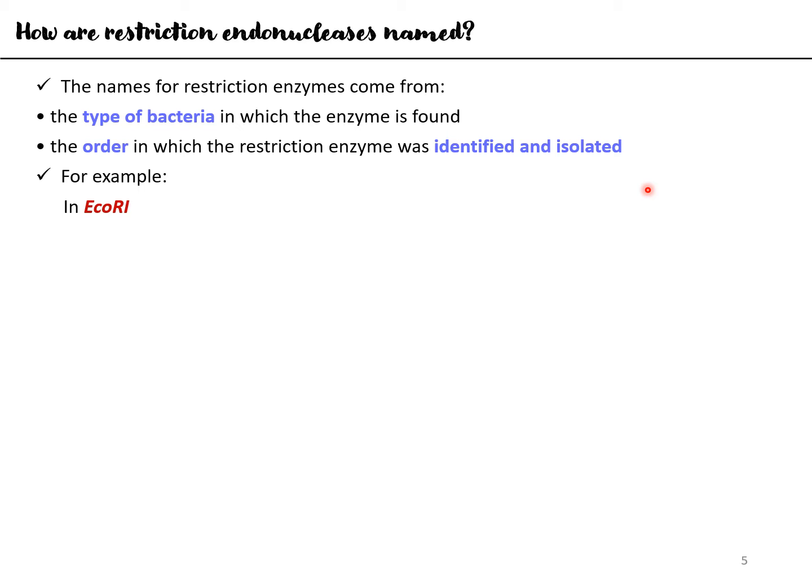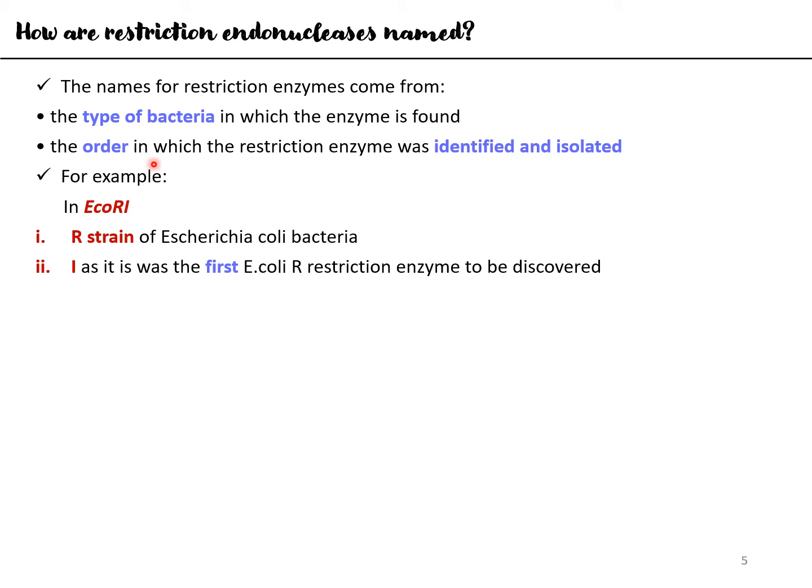This is the most common restriction endonuclease, and I'm pretty sure that almost all of you have heard its name. So how is it named? Let us break it up. So the R strain of Escherichia coli bacteria. Please pardon, E. coli should be in italics. There was an error in the editing. So Eco, E for Escherichia, co for coli. R denotes the strain of E. coli bacteria from which it was isolated, and 1 as it was the first E. coli restriction enzyme to be discovered.